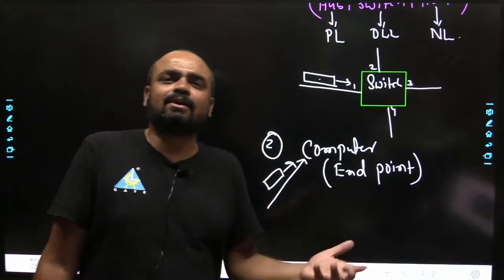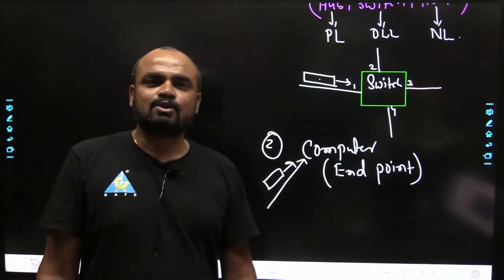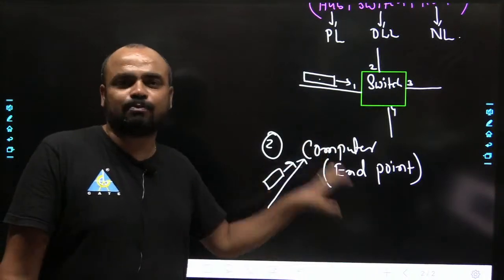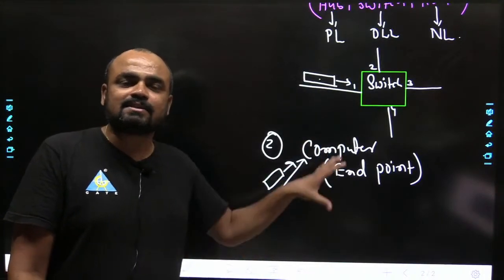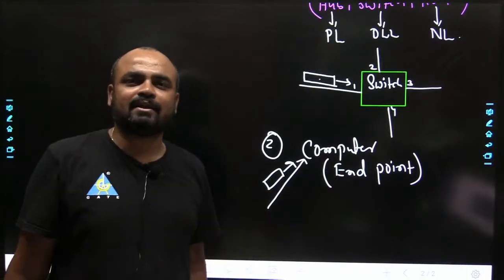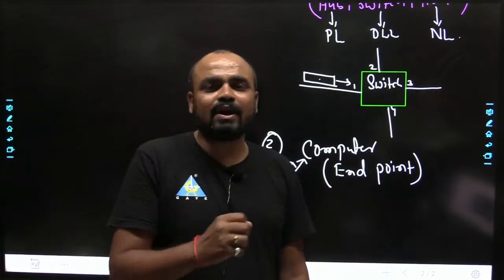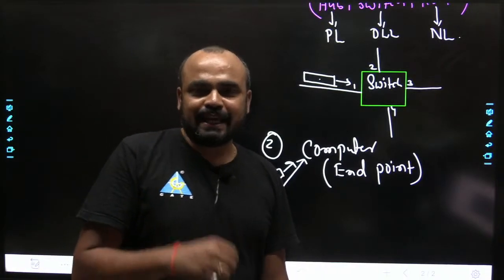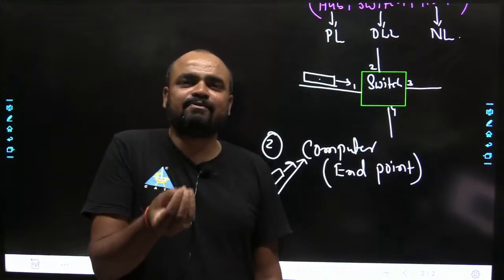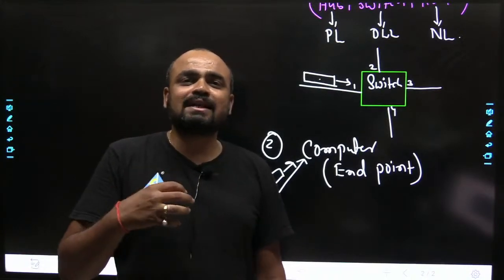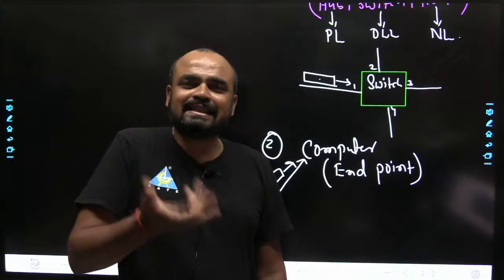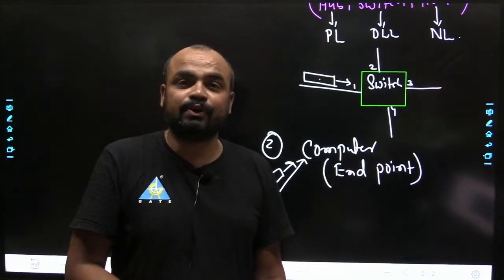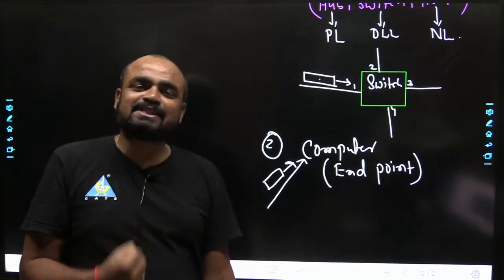So this computer can be a sender or it can be a receiver. Either you can send the data or you can receive the data. So this is the final endpoint. A computer is not going to forward your packet. Either it can accept the packet or it can generate the packet. Yes or no? See, if you are uploading any file to YouTube, you are sending the data from your computer. And if you are watching any YouTube video, you are the final destination for YouTube.